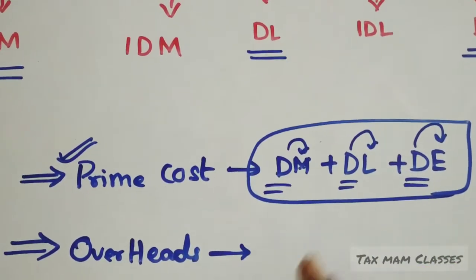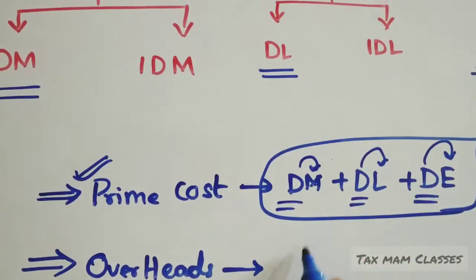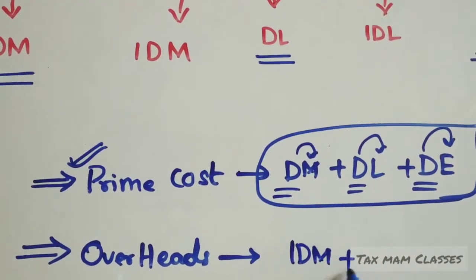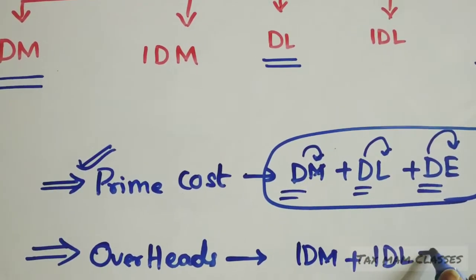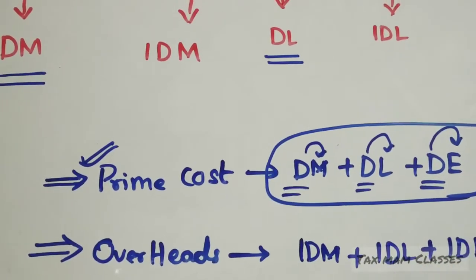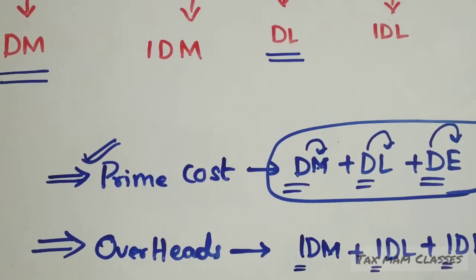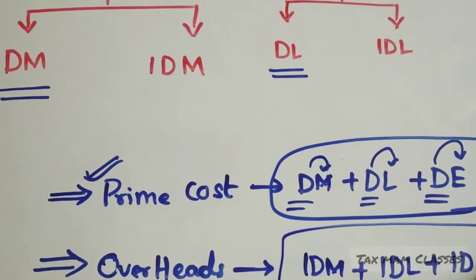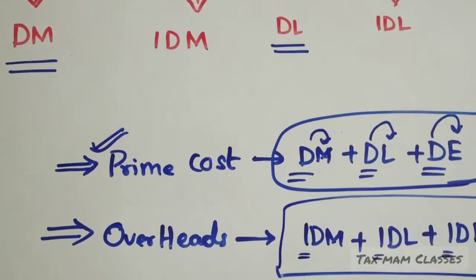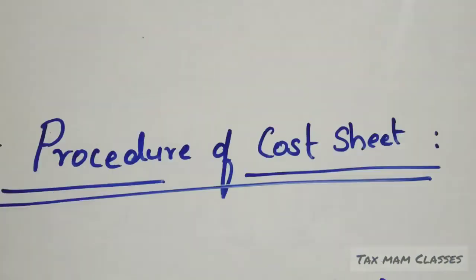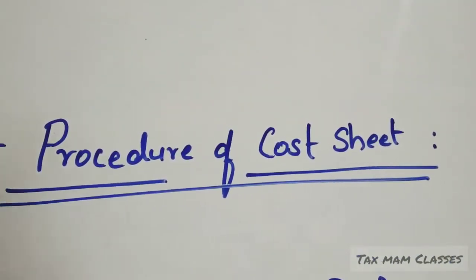So what does overhead mean? If we add all indirect material plus indirect labor plus indirect expenditure, the thing we will call it is overheads. So now coming to the procedure of the cost sheet.